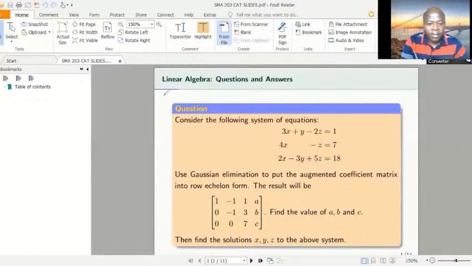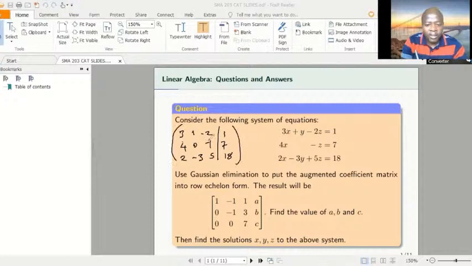Now, let's just look at the augmented matrix. The augmented matrix is 3, 1, negative 2, 1, and then we have 4, 0, negative 1, 7, then we have 2, negative 3, 5, and 18. This is the augmented matrix. And it's this matrix that the question is telling us to reduce to echelon form and obtain this.